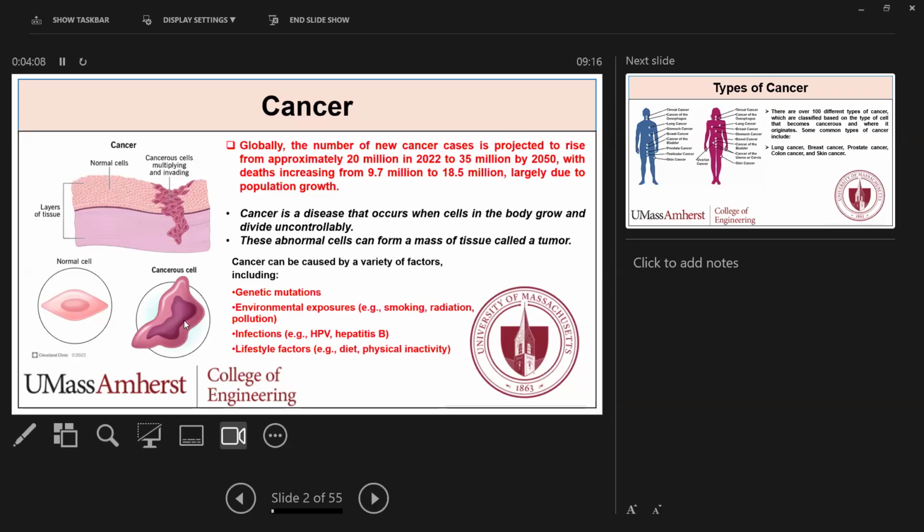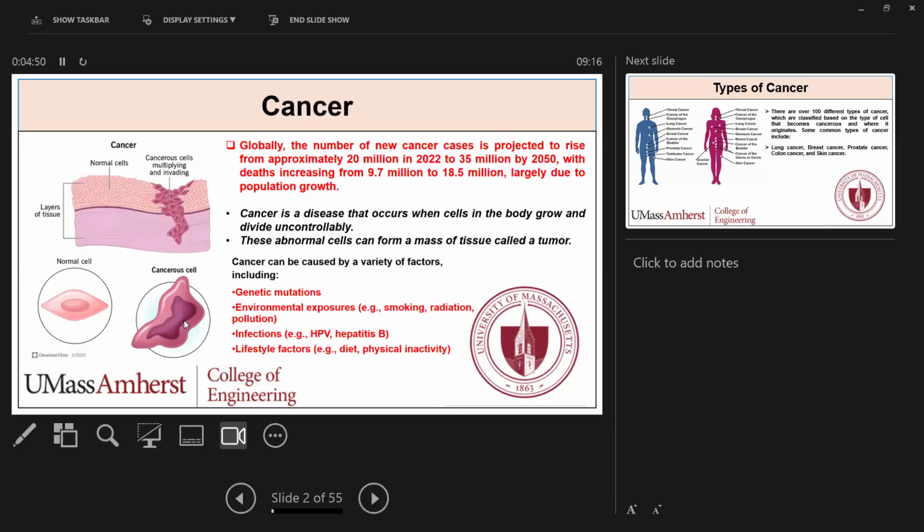Only if the cell is in a proper way or in a proper structure does it perform its duty, whatever it is assigned to. If it is not in a proper shape or structure, the entire function of the cell will be disturbed. Eventually, it leads to a lot of mutations and whatnot, a lot of disorders. These abnormal cells can form a mass of tissue called a tumor. And it can be due to genetic variations, mutations, environmental exposures like smoking, radiation, pollution. Even passive smokers can also get affected by cancer.